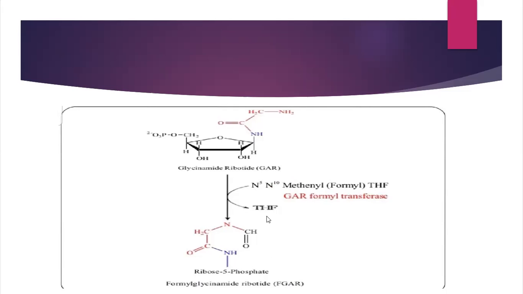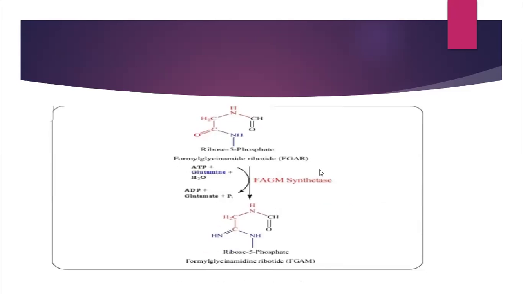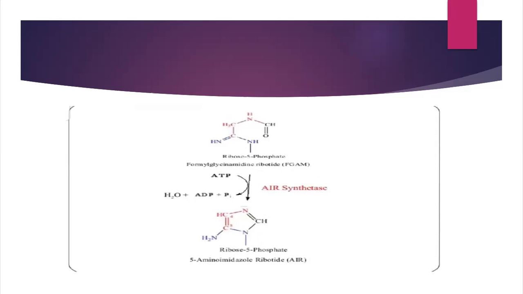Here N10-formyl THF is converted into THF. Then the FGAR is converted into FGAM, meaning formylglycinamidine ribotide, with the help of an enzyme called FGAM synthetase. Here the ATP plus glutamine and water is converted into ADP, glutamate and Pi. Then the FGAM is converted into 5-aminoimidazole ribotide, AIR, with the help of AIR synthetase enzyme, and here the ATP is converted into ADP molecule, phosphate and water.